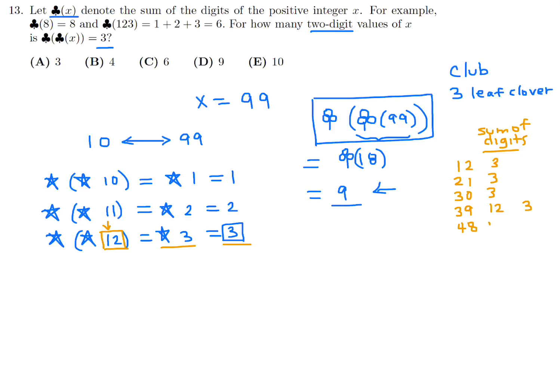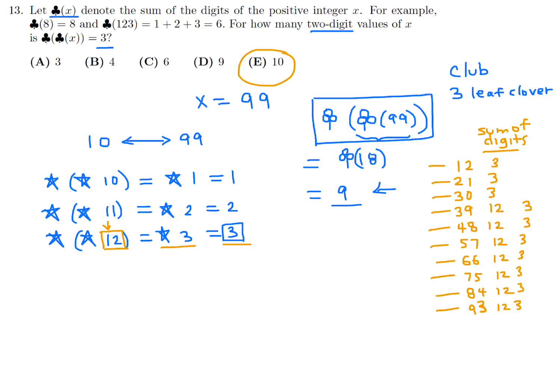48 also gives you 12 and 3, 57, 12 and 3, 66, 12 and 3, 75, 12 and 3, 84, and one more, 93, is 12 and 3. So there you go. Not too long to figure this out, but if you did it for 10, 11, 12, all the way up to 99, it would take forever. So how many did I get? 1, 2, 3, 4, 5, 6, 7, 8, 9, 10. So 10, there you go. 10 is E.